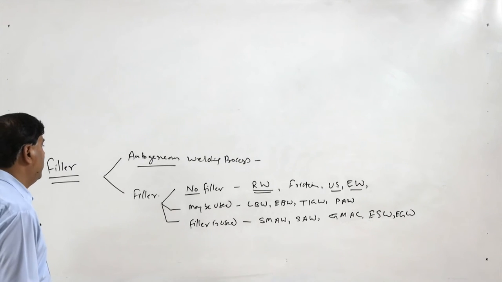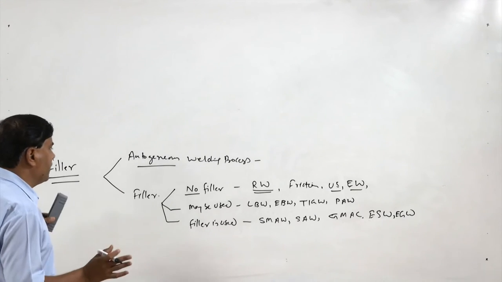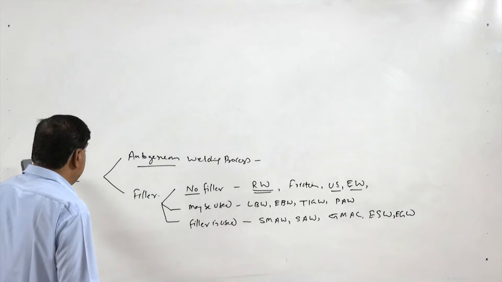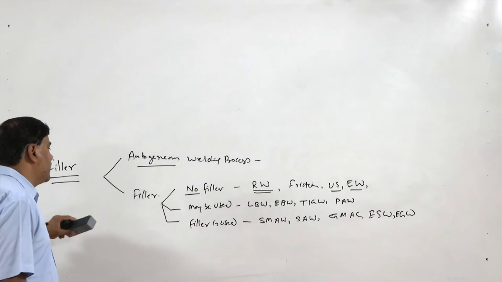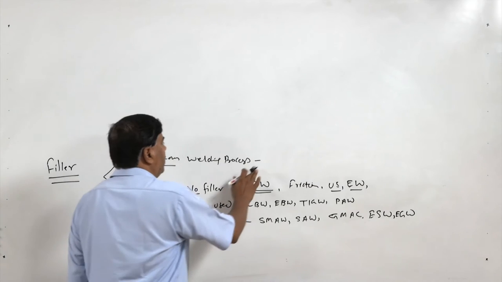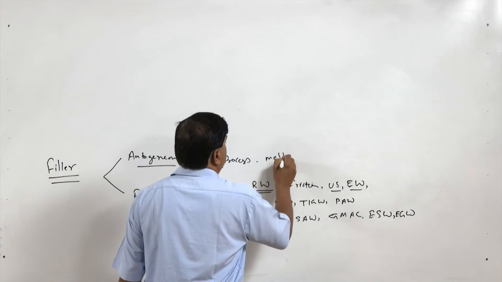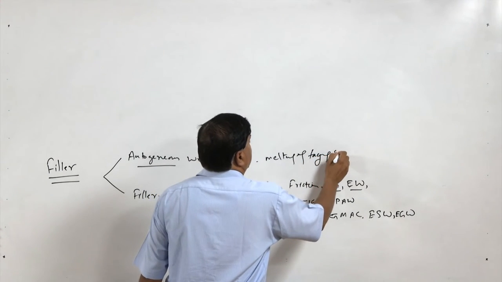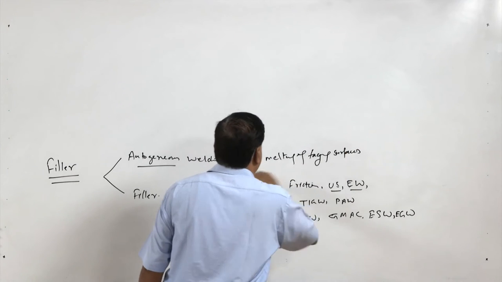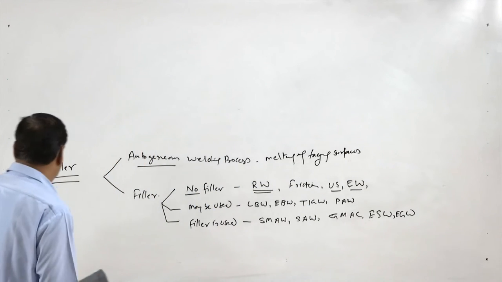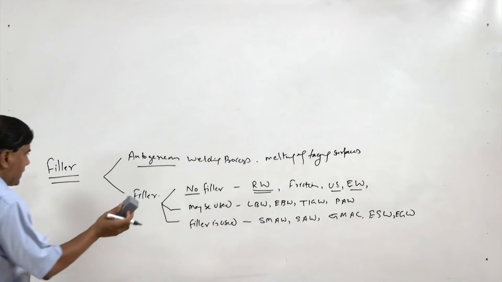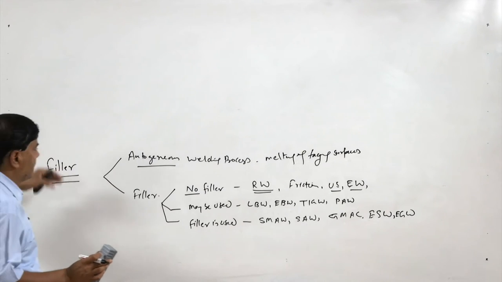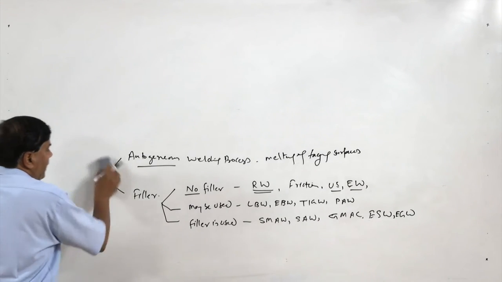So this is the kind of grouping of the different processes based on the filler, whether the filler is used or no filler is used. This is the case where just melting of the faying surfaces is involved. Otherwise, in other processes, filler metal may be used or may not be used. So this is the classification of the different welding processes or joining processes based on the use of filler.